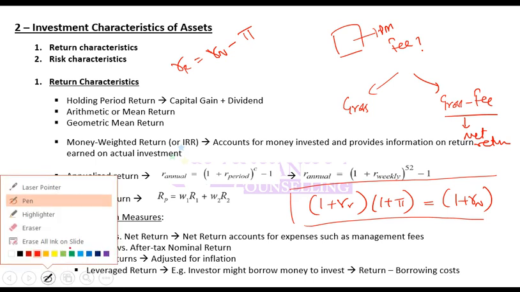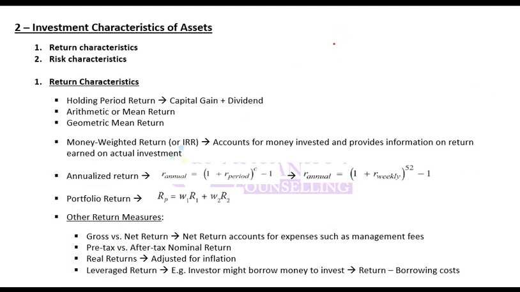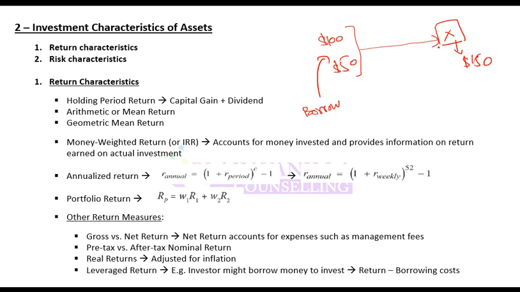Then leveraged return. Sometimes you make an investment by borrowing. For example, you have $100 and you want to buy asset X, which has a price of $150. So you go to the market and borrow $50. You combine your $100 with $50 of borrowed money, and you buy asset X for $150.